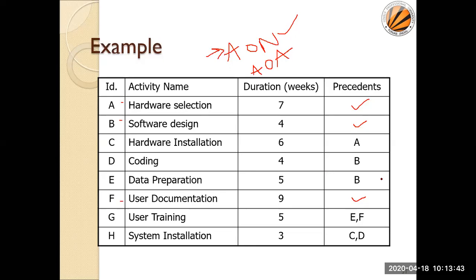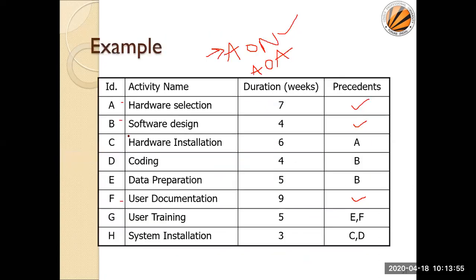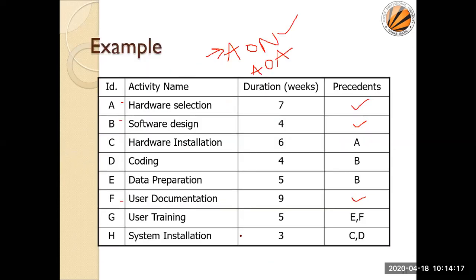So now let us draw the network. On the basis of this, as I told you, A, B, and F are the initial nodes. After this, C depends upon A, and D and E depend upon B. So let us see this network. After completion of A, C is going to start. B has two dependent nodes, D and E. Similarly, you can see for the rest.